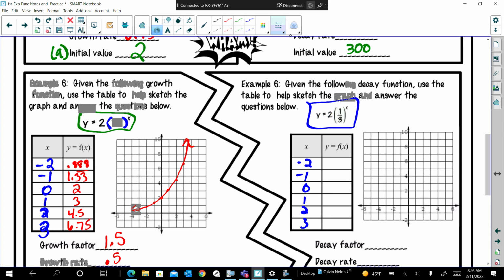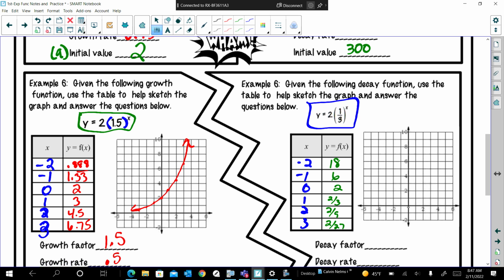All right, so at -2 is 18. -1 is 6. 0 is 2. Then 2/3, 2/9, and 2/27. Ooh, that's real small. Okay.